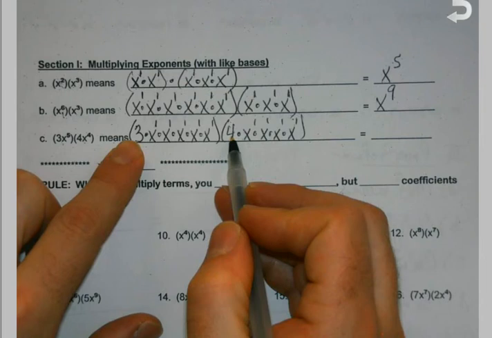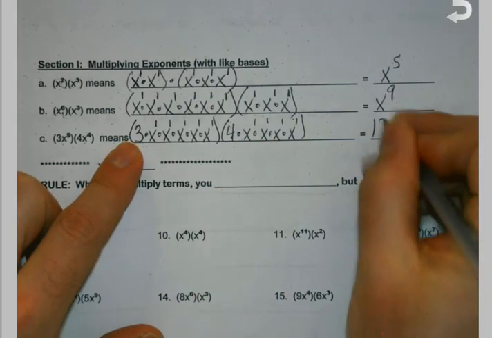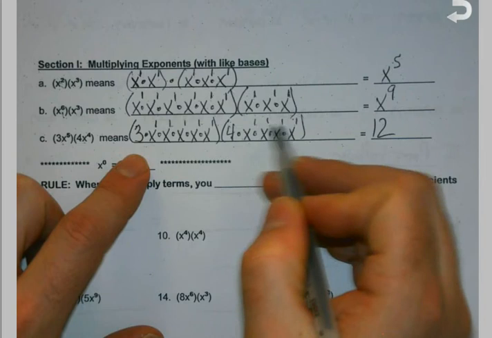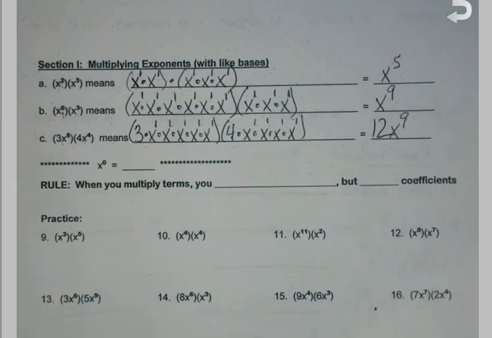Numbers, I still just multiply. 3 times 4 is 12. X's, I just add them up. 1, 2, 3, 4, 5, 6, 7, 8, 9. So basically, yeah, it's not bad.